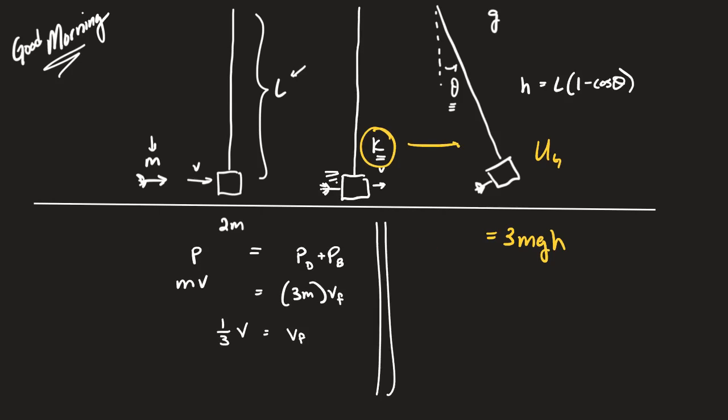But it is appropriate that we say that we have 1/2 times 3m times (1/3 v) squared. This is the amount of kinetic energy we have after the collision in terms of the variables that were given. Any question about that?